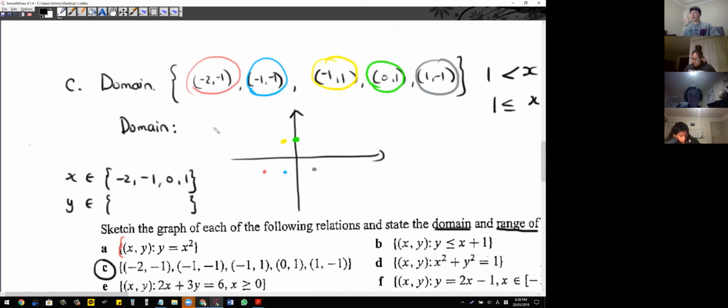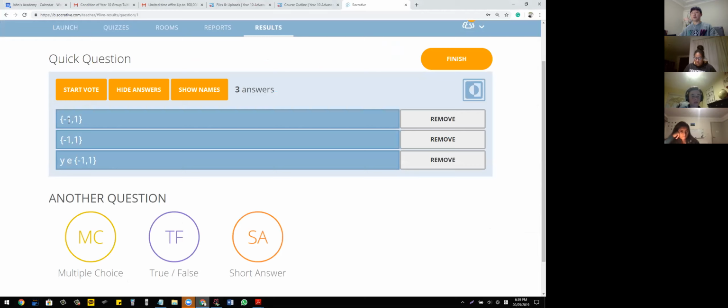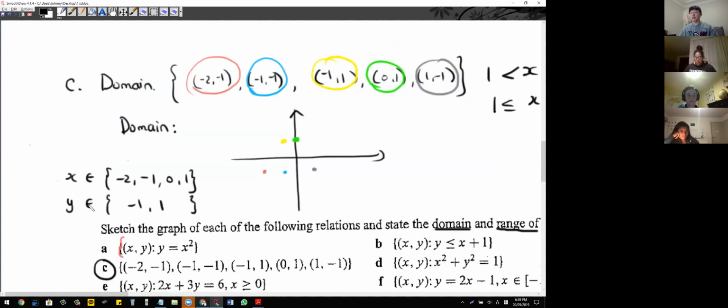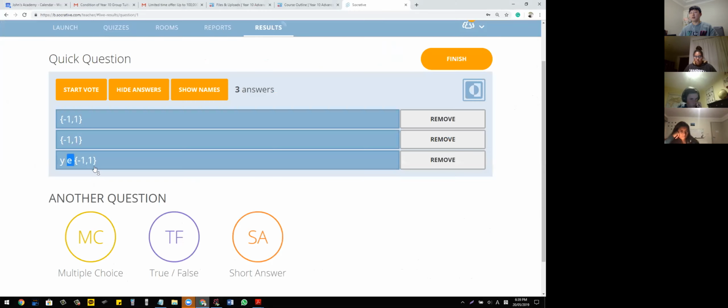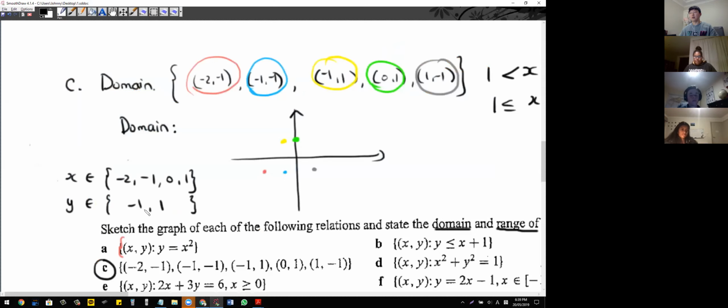Okay, so the answer is -1, 1. Very good. That's very clever. So someone put E there because that looks very similar to this one here, right? So y is an element of, so this is the best answer there, {-1, 1}.